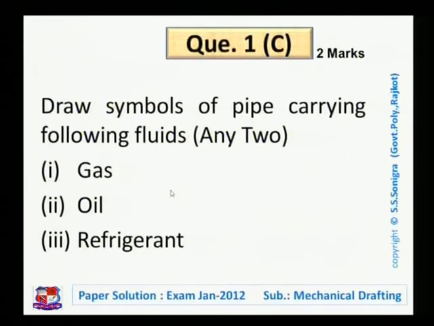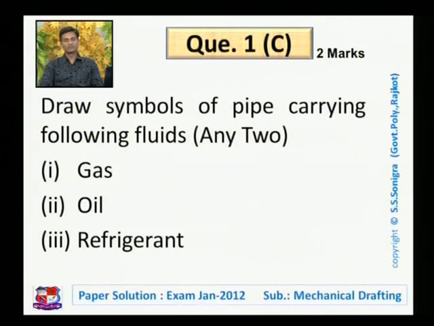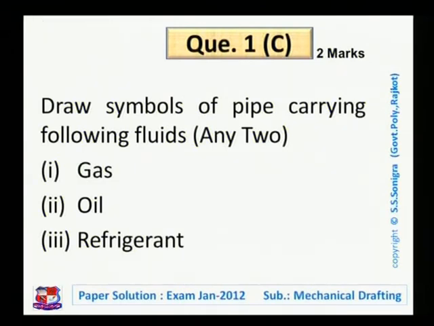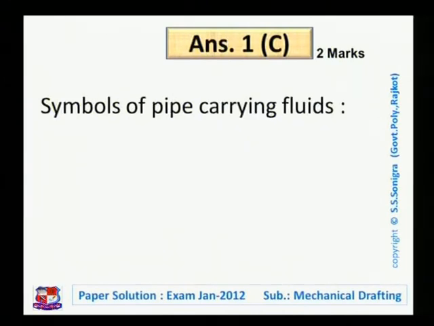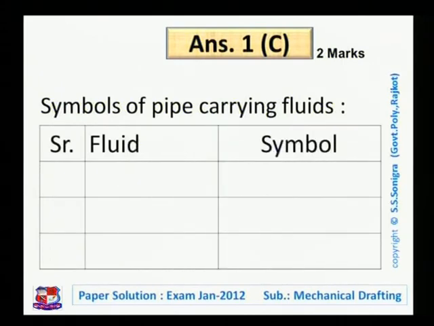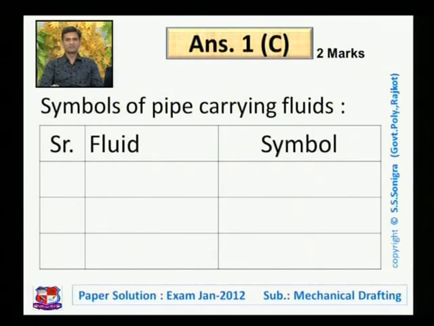Next question, question number 1C, asked for 2 marks. Draw symbols of pipe carrying the following fluids. If any pipe is carrying these fluids, what should be its symbol? Gas, oil and refrigerant. We have to draw any 2 symbols, so each symbol is asked for 1 mark. So you should write like this: symbols for pipe carrying fluids. Serial number 1, fluid and symbol.